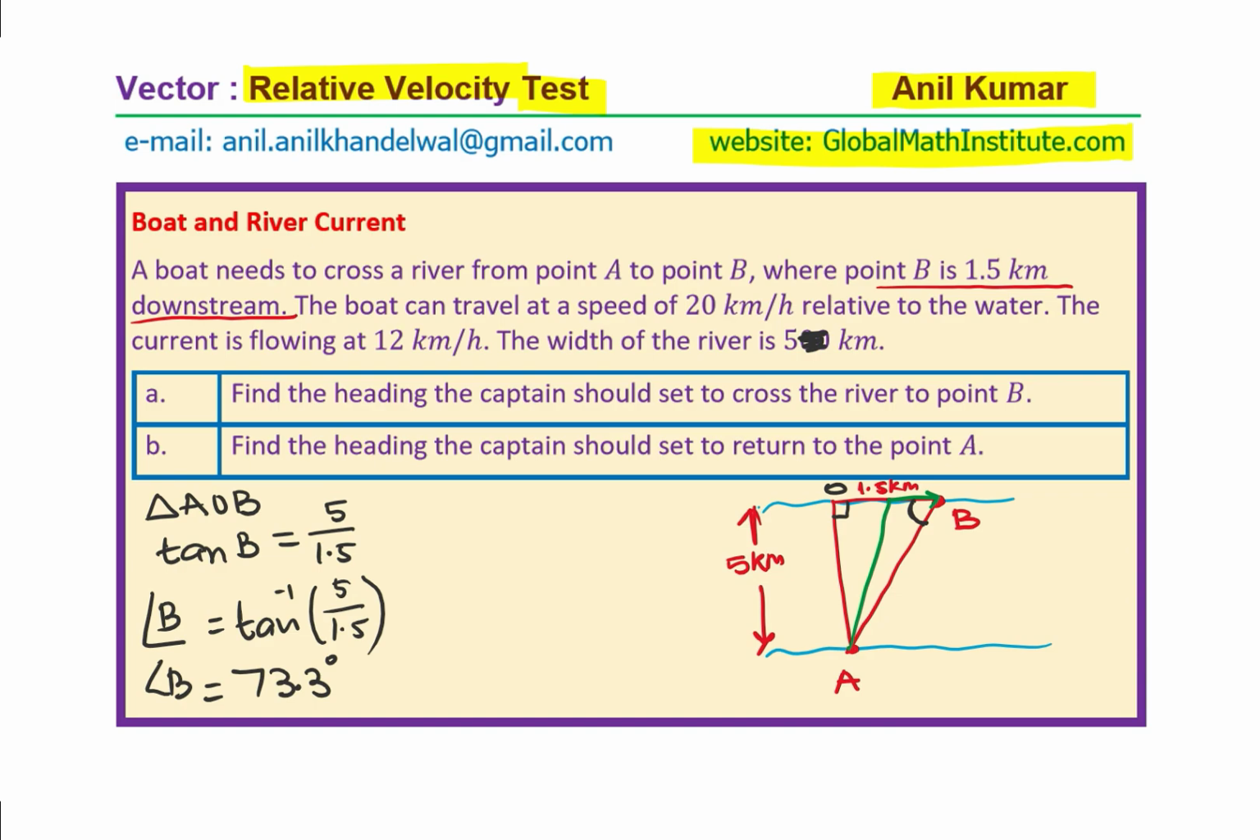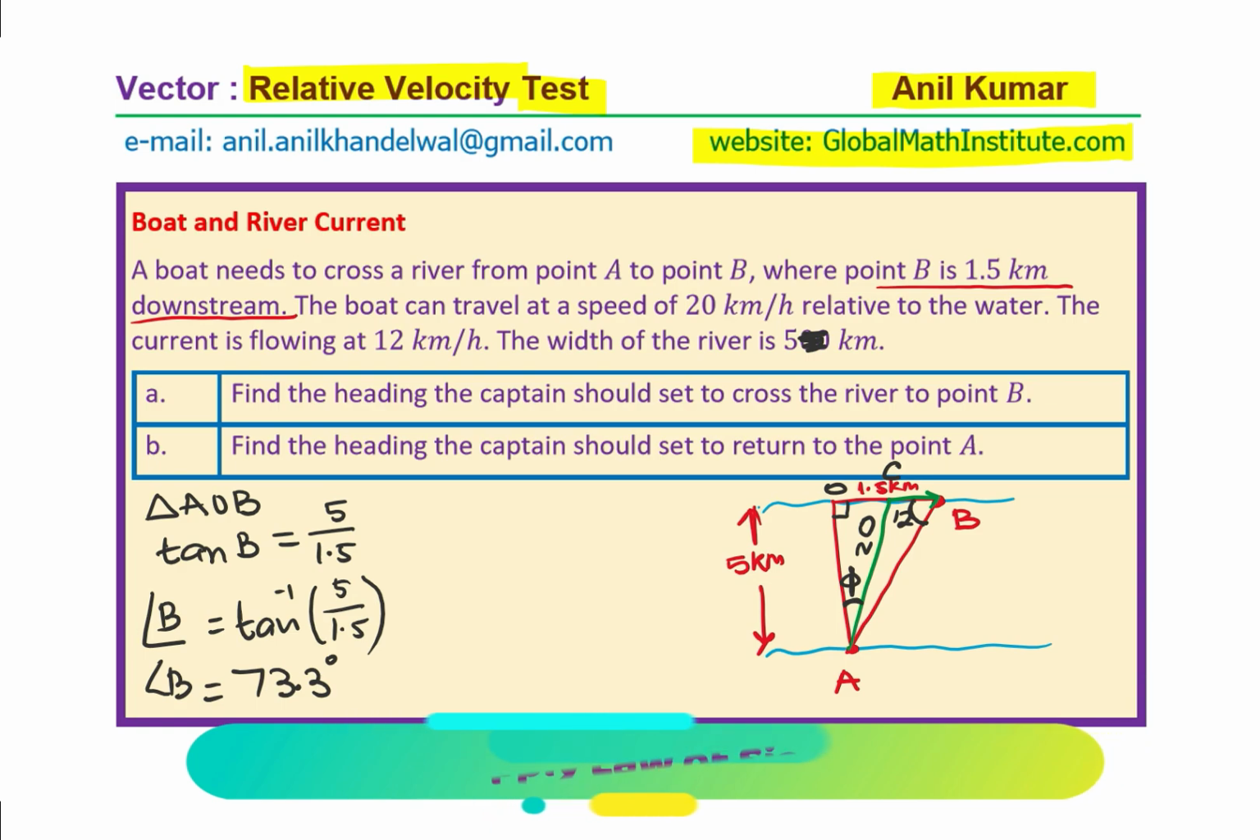Now, how do we solve the triangle? Well, we need to find the heading. That means we need to find this angle with the normal. Let's say this angle is phi. What angle should the captain steer the boat? Let us say the angle is phi. We know that the speed of the boat is 20 kilometers per hour. So we can say this is 20 and the current is 12. So that side of the green triangle is 12. Let's call this point here as C, right?